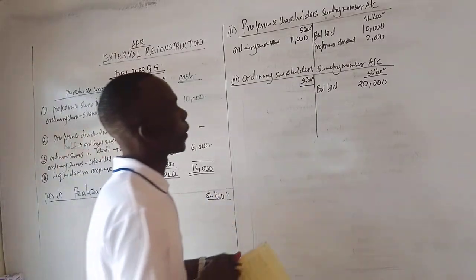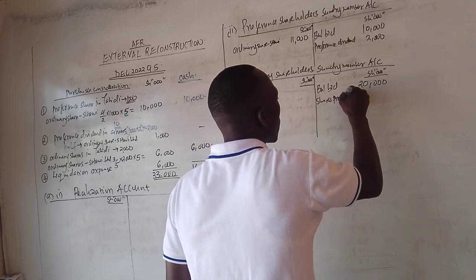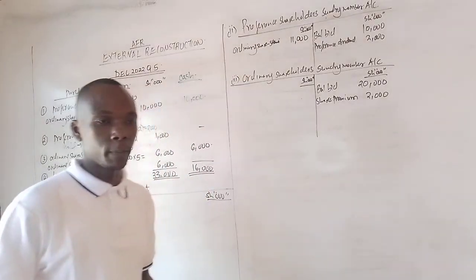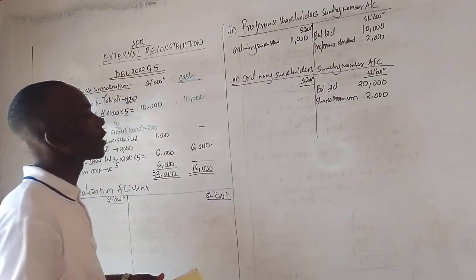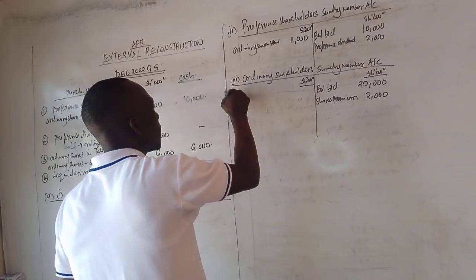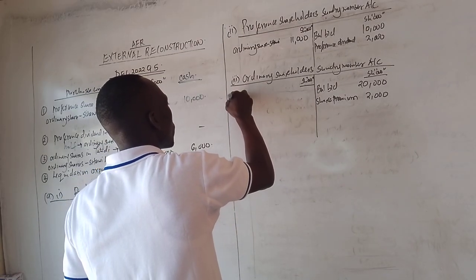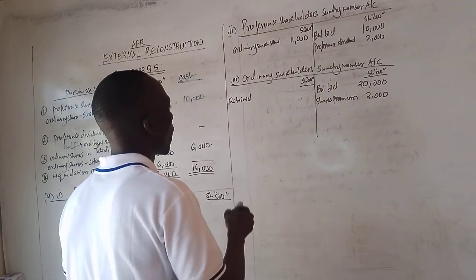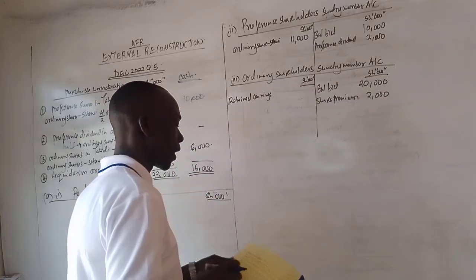So we have the share premium. Share premium was how much? I can see it is 2,000. Then it will also be affected by the retained earnings. Retained earnings, remember it's a loss. Remember we said we cannot reconstruct a company that is making profit. So we have retained earnings, which are losses.